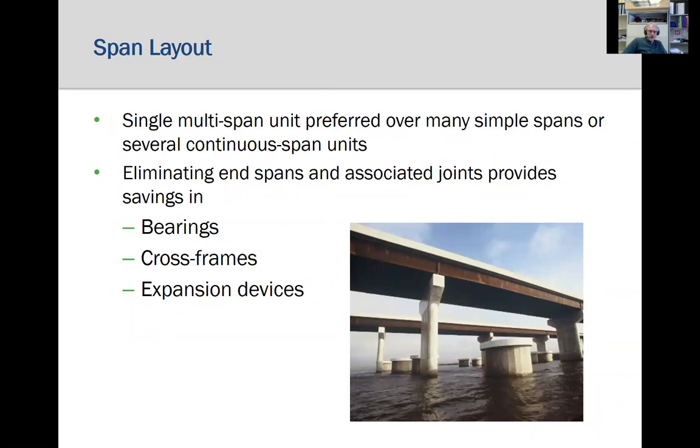Modern design techniques and modern bearings permit the use of much longer multi-span structures than were commonly used in the past. The elimination of as many end spans and associated joints as possible is desirable for both first cost and maintenance considerations by providing savings in the number of bearings, cross frames, and expansion devices.